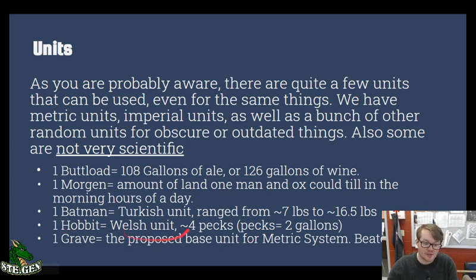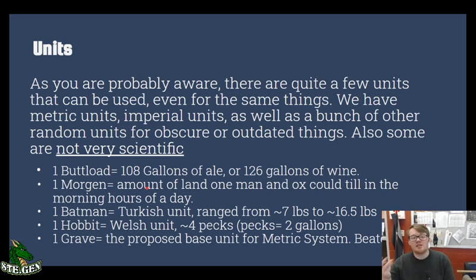A hobbit is a Welsh unit. It's approximately equal to 4 pecks. A peck is about 2 gallons. It's used more commonly in measuring things like fruits and stuff like that. And then finally, a grave. This was actually the proposed base unit for the metric system, which I think is hilarious. Kilograms is actually what we base the metric units on. It's like the base thing that we use for our masses. But there was an effort to get the grave to be the unit, which I just think is pretty hilarious.